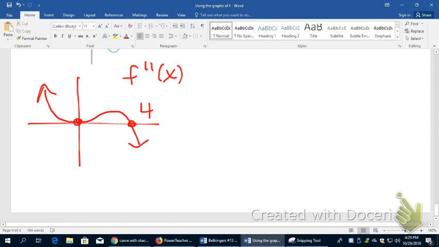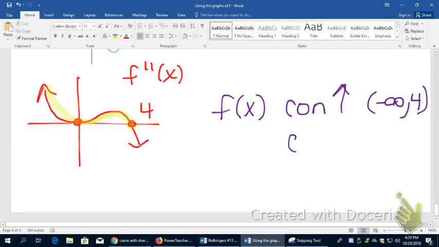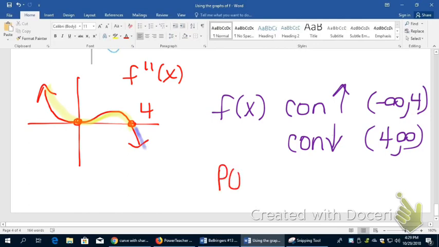If you'll notice, this graph is above the x-axis until I get to 4. So that would be where f of x is concave up. And then f of x would be concave down from 4 to infinity, because that is where this graph is below the x-axis. And there's only one point of inflection, and it's at x equals 4. Notice concavity does not change right there, even though the second derivative is 0 there. It's not going through the x-axis, so that is not a point of inflection.